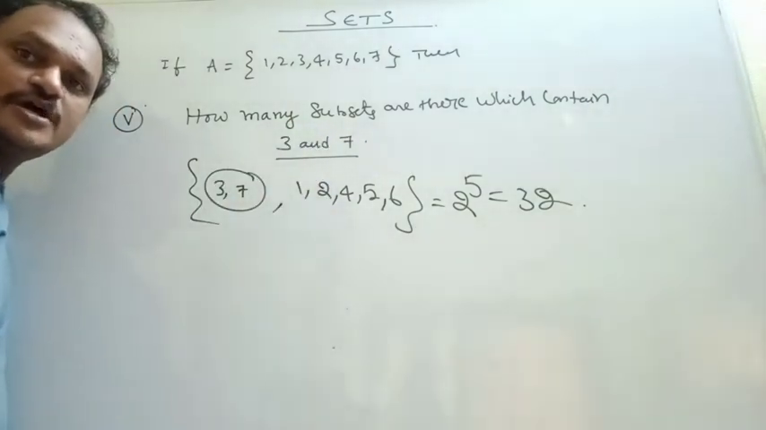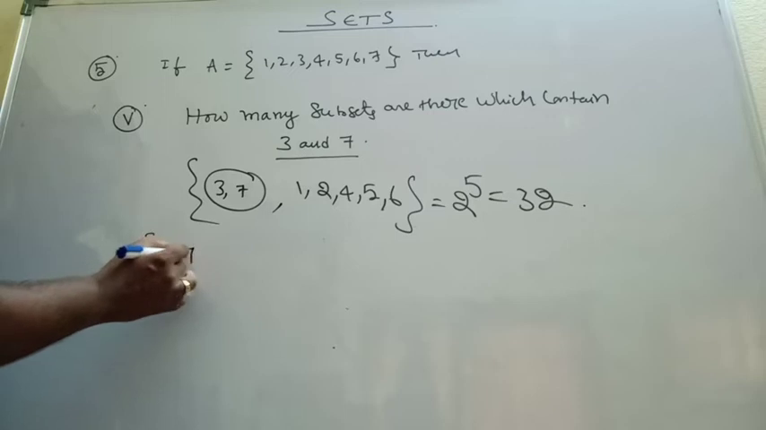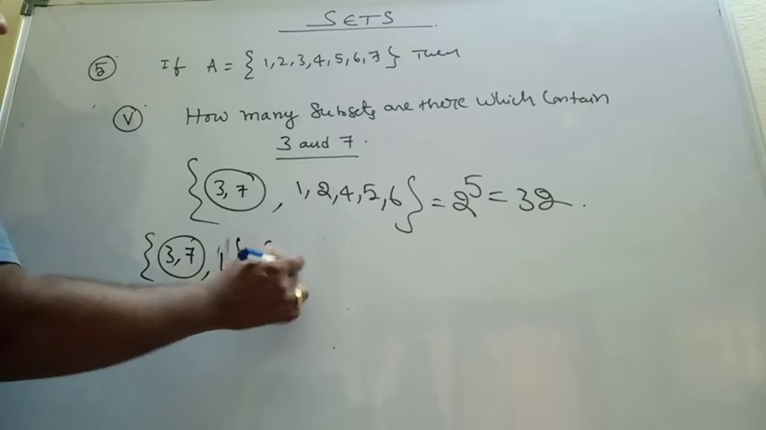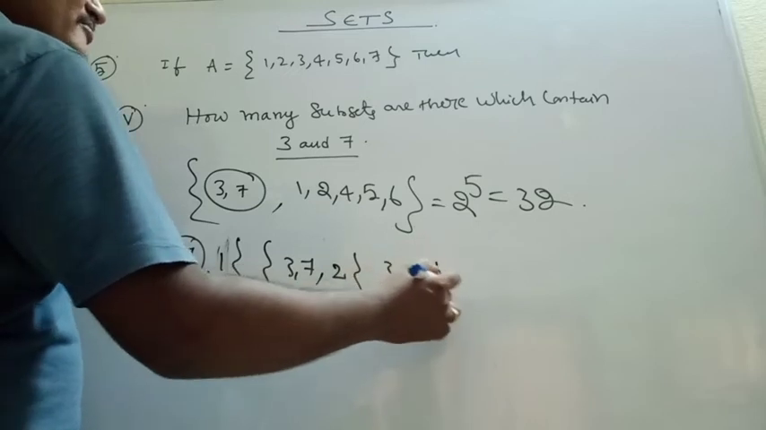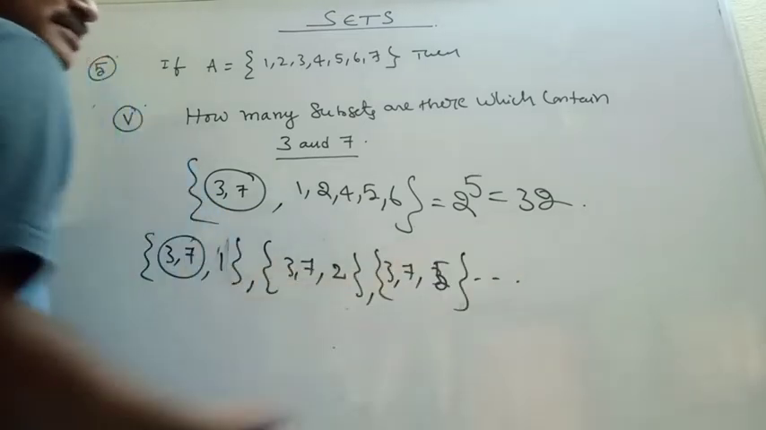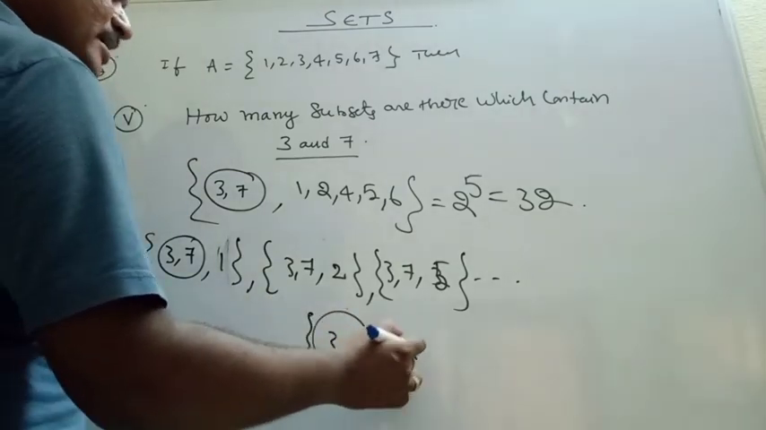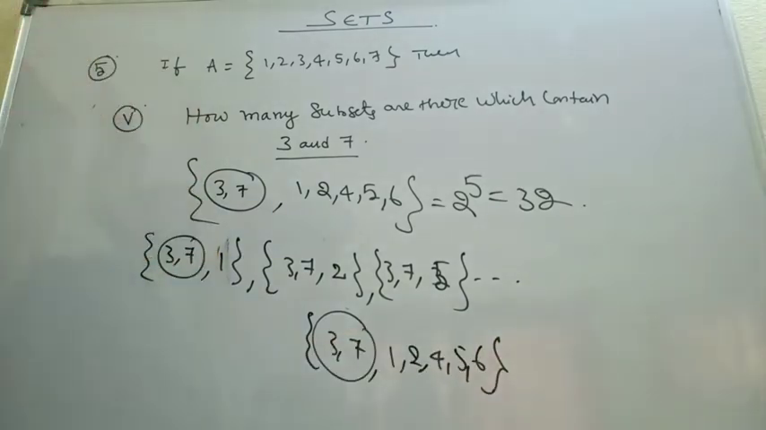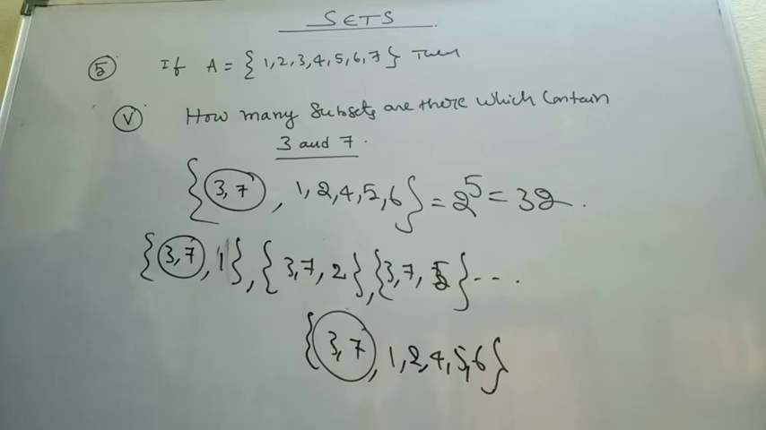Like this, we will do this beautiful problem. The elements 3, 7 will be fixed. You will have 1 like this, with 3, 7 fixed. 2 you will have like this, with 3, 7 here, 5 you will have here like this, and so on. The last one is nothing but 3, 7 as the fixed part, and 1, 2, 4, 5, 6. You will have totally 32 possible subsets with these elements, to which you are attaching 3, 7. In this way this beautiful problem can be answered.